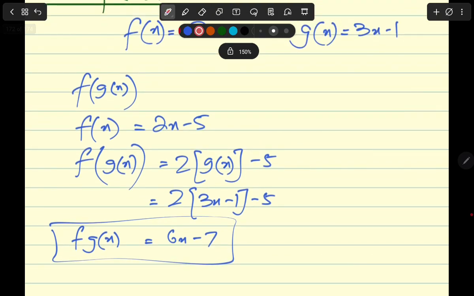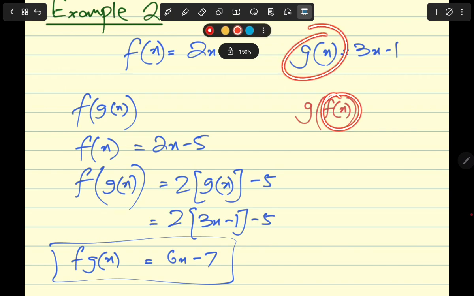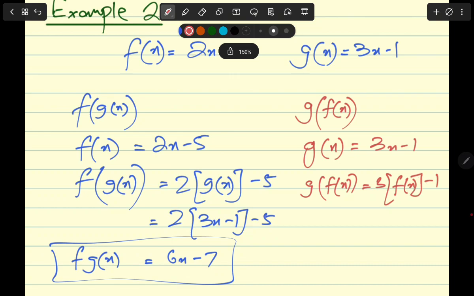Now I'll change color. In order to find g of f of x, f of x is going to serve as input for g of x. So g of x is 3x minus 1, and now when f of x acts as an input in the g rule, it is 3 times f of x minus 1, and f of x is nothing but 2x minus 5, and then minus 1 gets copied here as it is. So this becomes 6x minus 15 minus 1, which is minus 16. So this is g of f of x.